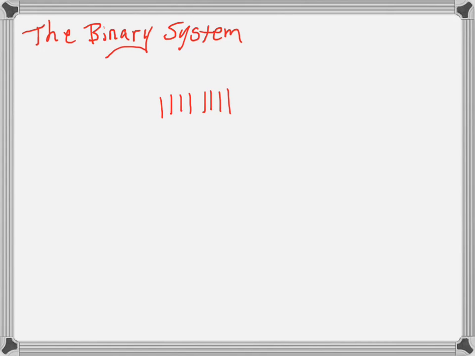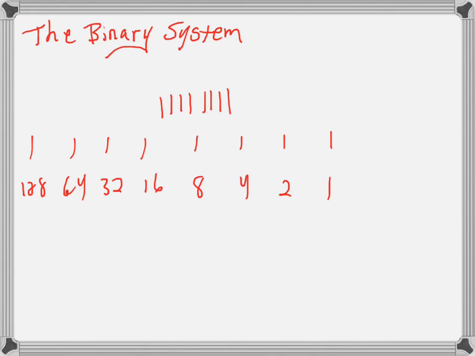Let's do it this way. I have the 1's position, the 2's position, the 4, the 8, the 16, the 32, the 64, and the 128. And so here's my binary number. I'll spread it out here. I got 8 bits, 1 byte of information, and every bit is turned on. So what would that be?